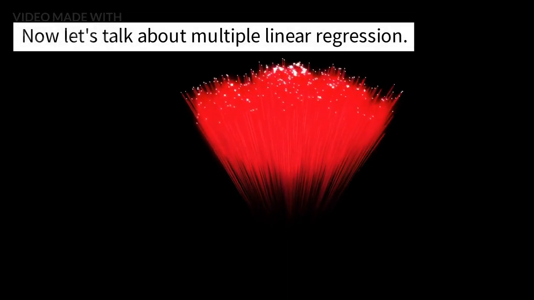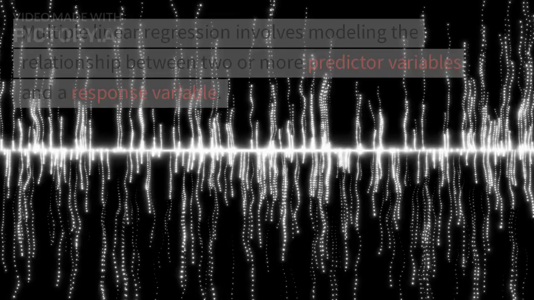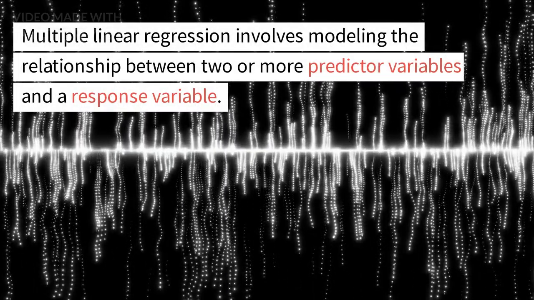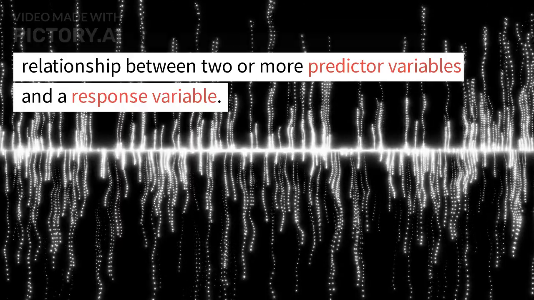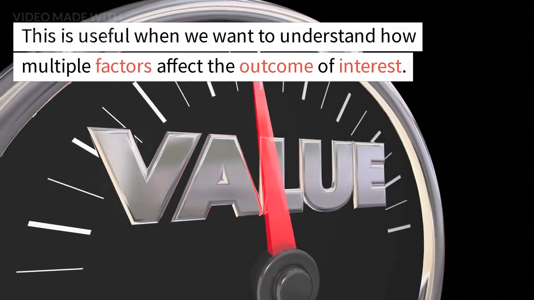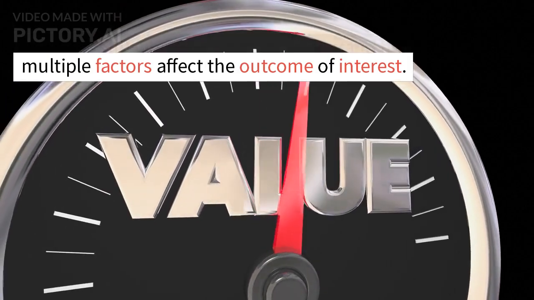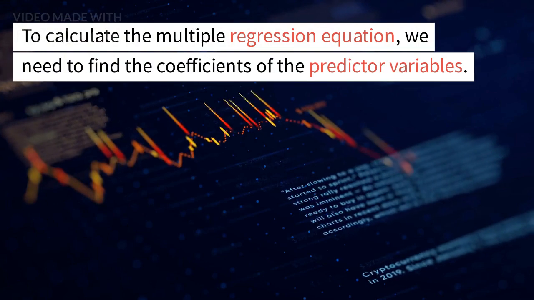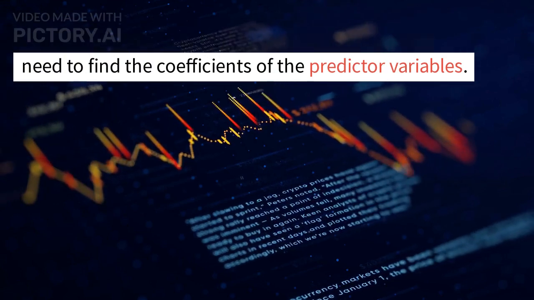Multiple linear regression. Now let's talk about multiple linear regression. Multiple linear regression involves modeling the relationship between two or more predictor variables and a response variable. This is useful when we want to understand how multiple factors affect the outcome of interest. To calculate the multiple regression equation, we need to find the coefficients of the predictor variables.